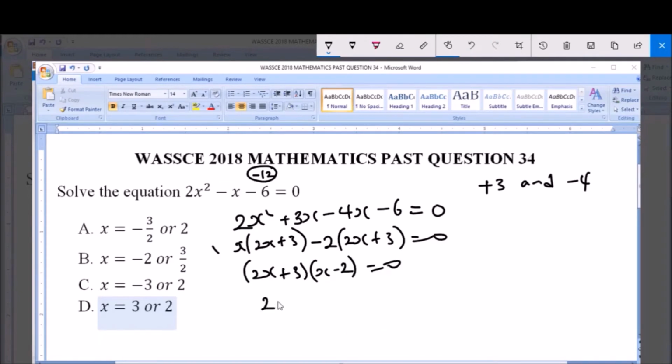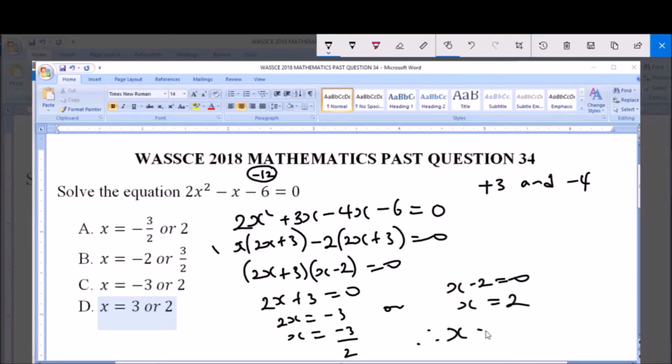So we can see 2x plus 3 equals 0. Therefore 2x is equal to minus 3 and x is equal to minus 3 over 2, or x minus 2 equals 0 and x is equal to 2. So therefore x is equal to minus 3 over 2 or 2, and that is option A. Option A, x is equal to minus 3 over 2 or 2. This is the answer to this question.